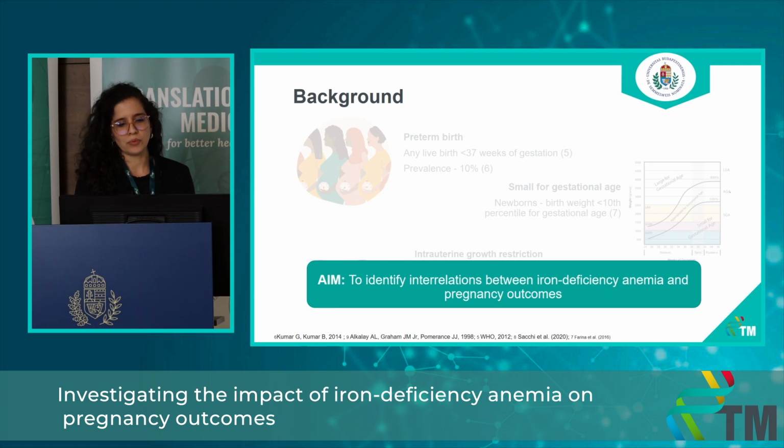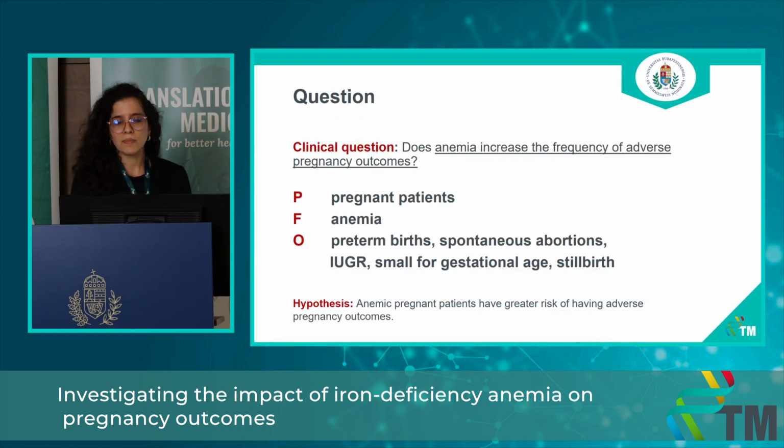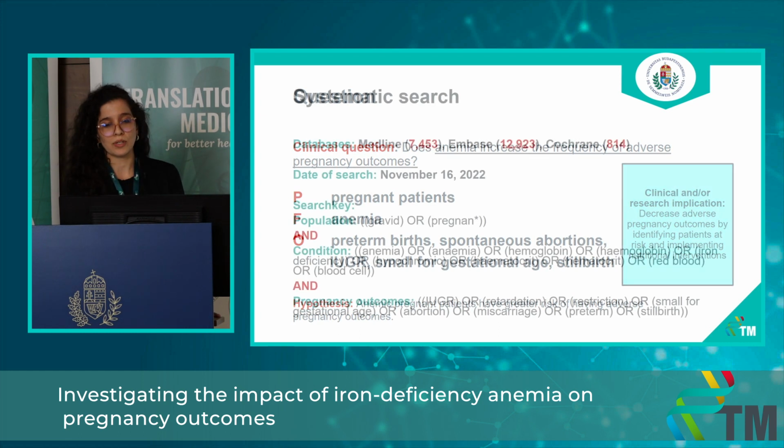Therefore, we aim to identify the interrelations between iron deficiency anemia and pregnancy outcomes, as previous studies did not evaluate all of the outcomes available. Our clinical question is, does anemia increase the frequency of adverse pregnancy outcomes? Our population is pregnant patients. Our risk factor is anemia. Our outcomes included preterm births, spontaneous abortions, IUGR, small for gestational age, stillbirth, and a few others that came with the yielded results. We hypothesized that anemic pregnant patients have a greater risk of adverse pregnancy outcomes. The clinical implication is to decrease these adverse outcomes by identifying the patients at risk.